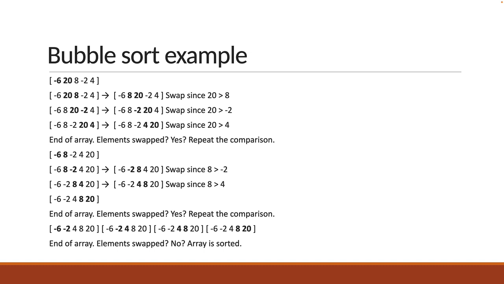In each loop, the highest number is said to have bubbled to the top. Hence the name bubble sort. 20 in the first iteration, 8 in the second iteration, and so on. Alright, if you've understood the algorithm, now is the time to pause and try to implement the solution. If you would like to solve together, let's do so in the next video.